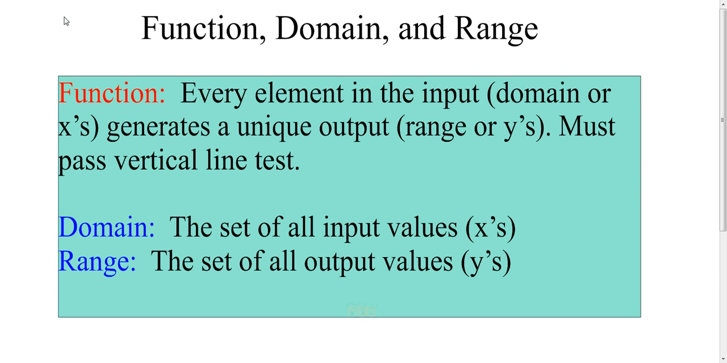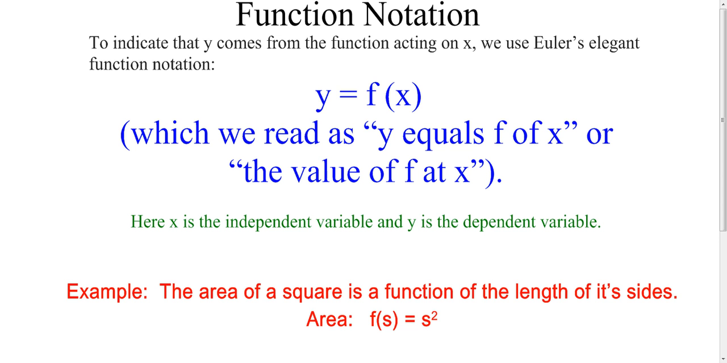Okay, in this lesson we are going to be reviewing some information about functions, and some domain and range. So remember that a function means that every element in the input, which is the domain or the x values, generates a unique output, which is the range or the y values. You can tell if something is a function if it passes the vertical line test when you look at the graph. So remember that the domain is all the x's, the range is all the y's. A lot of this is review.